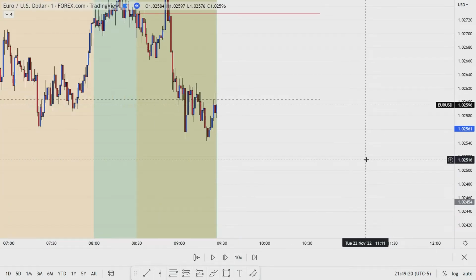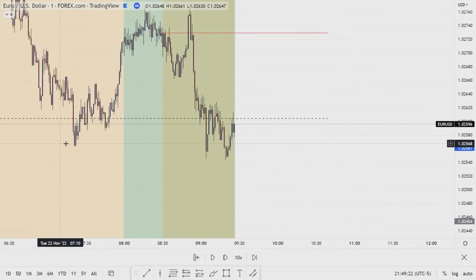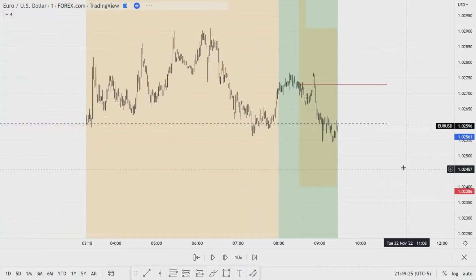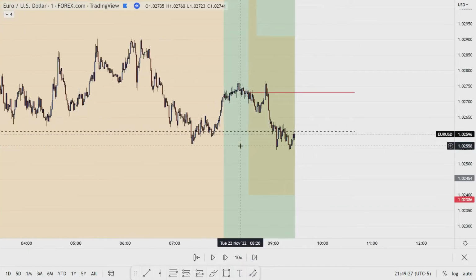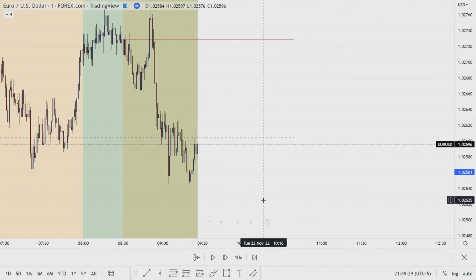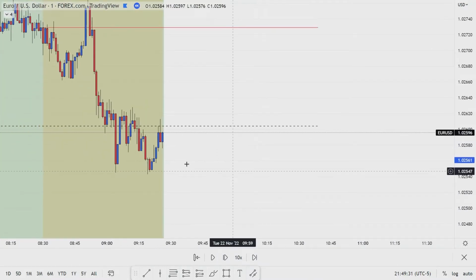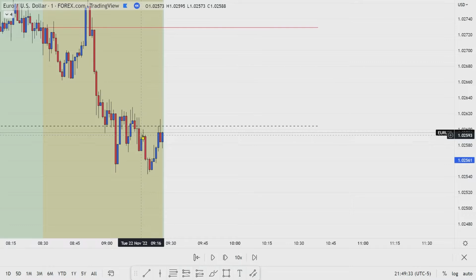So what I'm seeing here is that we took out this low that was formed during London. We took it out. And then I can see here that we have this high with this candle right here. And then we have a high next to it, and then another lower high next to it, and another lower high next to it with the high here. So that makes it a swing point. And we can see that price breaks above that swing point.